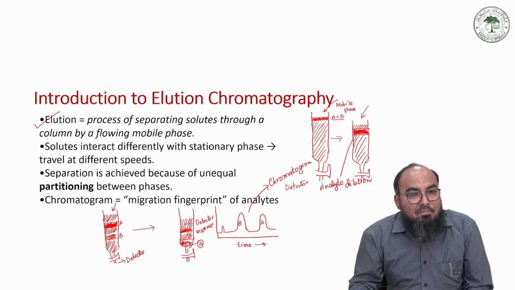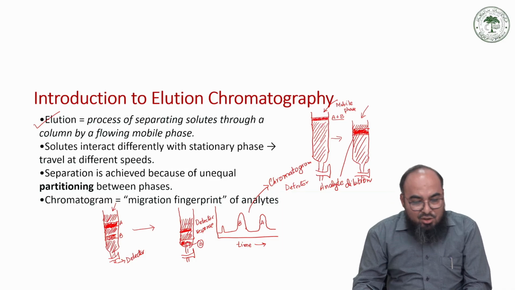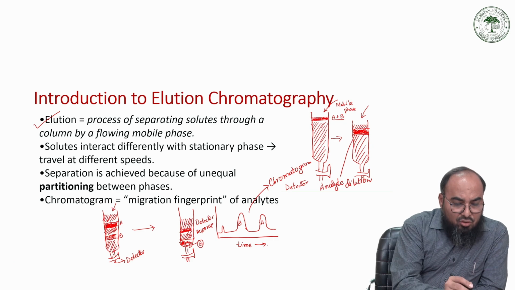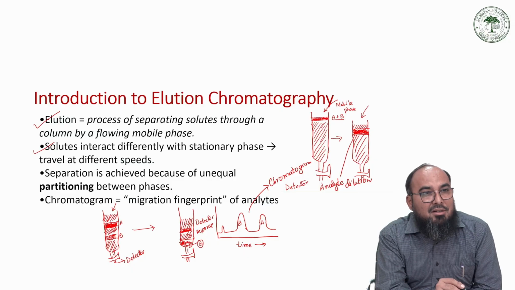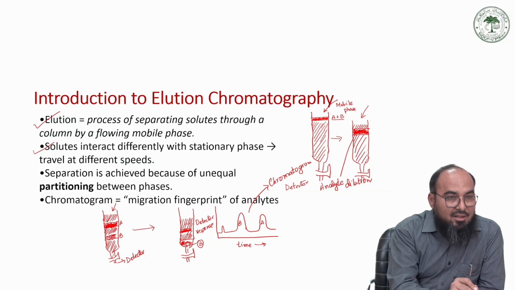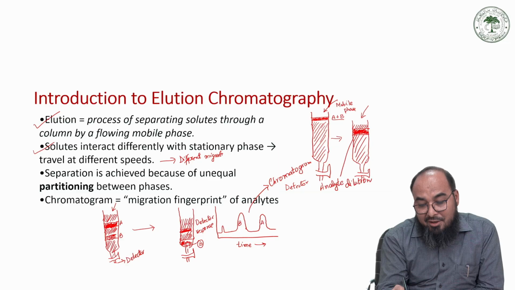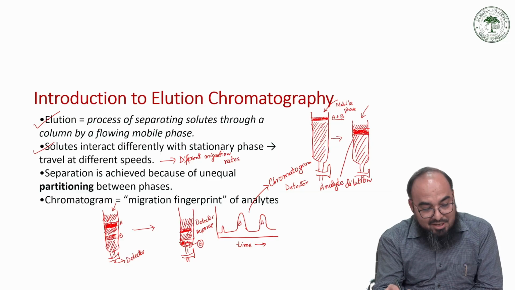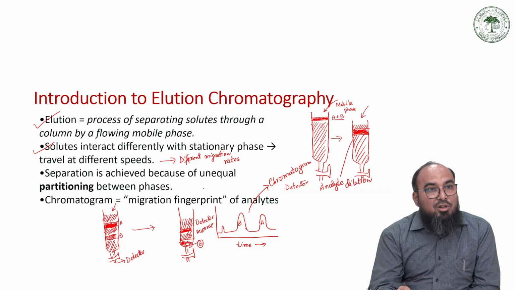In simple words, it can be regarded as the migration fingerprint of the different analytes of the substance which is to be separated. So what we actually see is that those solutes interacted with the stationary phase, and because of the difference in interaction, they have traveled at different speeds. That is, they have different migration rates, and because of the difference in migration rate, they have eluted at different times.